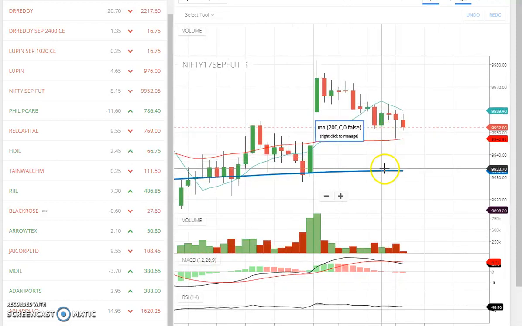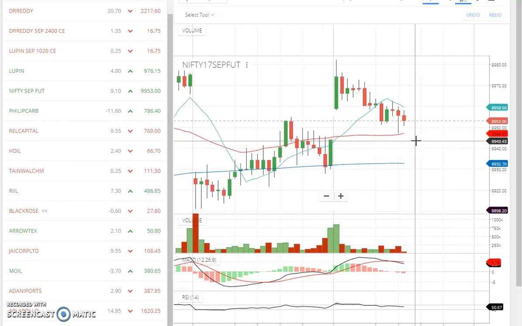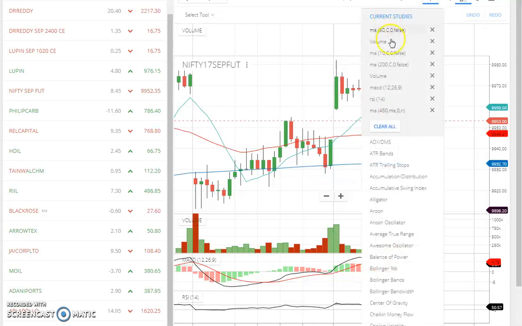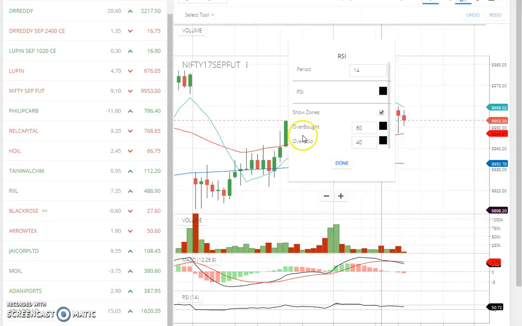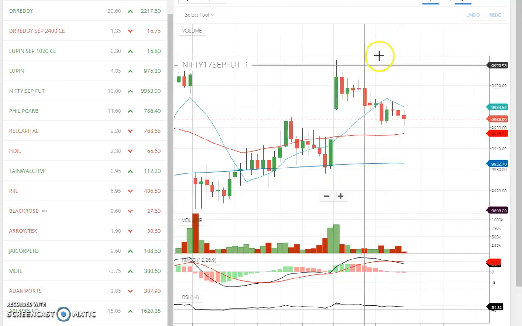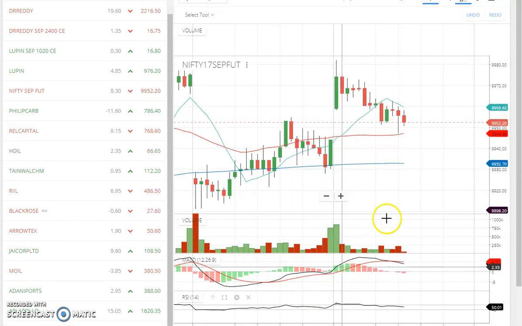So many of you are asking me what is my setup. I just work on one setup only. I don't have any other setup. I'll show you what all I have. I have the 50 moving average, I have volumes, I have the 10 moving average, the 200 moving average, and then I have MACD with default parameters. RSI I have changed the overbought and oversold regions: I have made 60 from 80 and I have made 40 from 30, right? This is what I have. This is my simple setup.